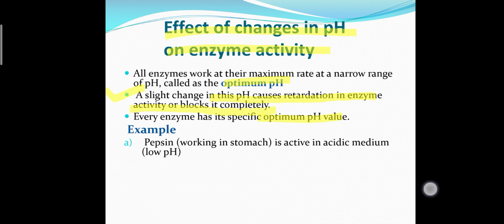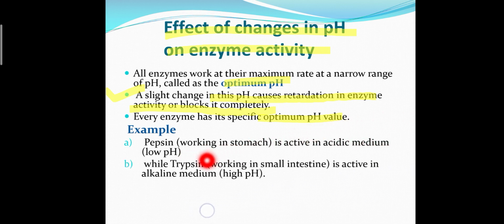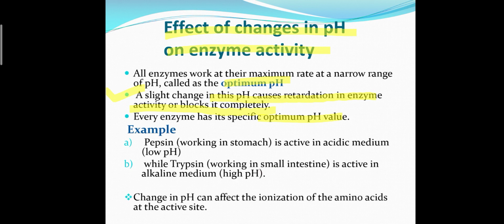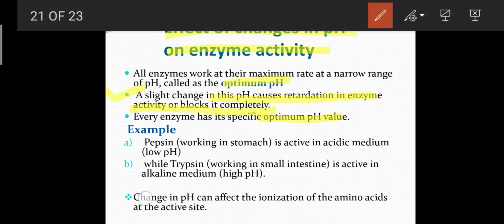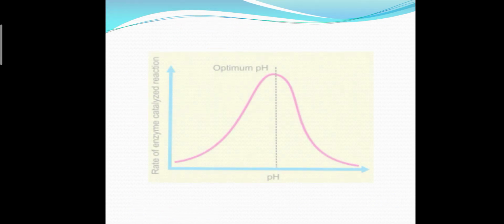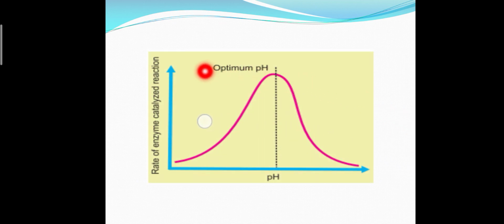For example, pepsin, which works in the stomach, is active in an acidic medium which has low pH, while trypsin, which works in the small intestine, is active in an alkaline medium that has high pH. So change in pH can affect the ionization of amino acids at the active site. In this diagram we can see that at the optimum pH the rate of enzyme reaction increases.